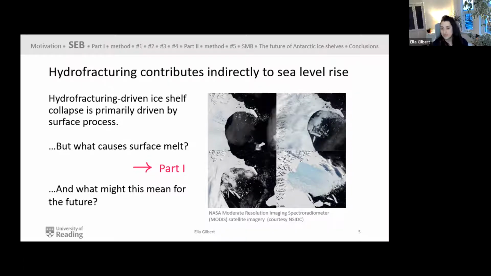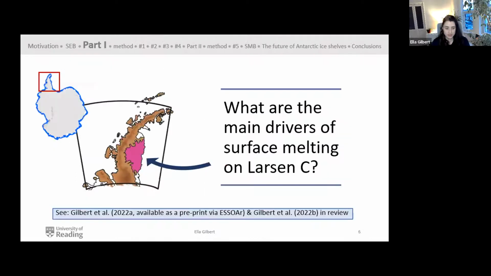So this is an even less certain question that we need to think about, particularly as we move into a warmer and warmer future climate. So I'll dive in with the first part then, and this work is, as I mentioned, focusing on Larsen C, and the main question is trying to unpick what the main causes of surface melting are on that ice shelf. And the reason we're focusing on this one is that it's the largest remaining ice shelf on the Antarctic Peninsula.